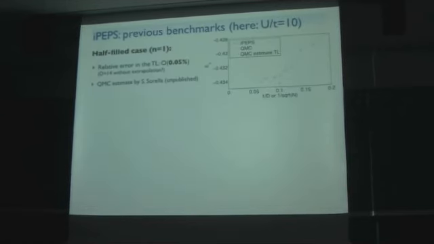Let me just briefly show you here also some earlier benchmarks. I want to highlight 2 things here. So here I'll show you a benchmark comparison at half filling. At half filling, there's no sign problem, so we can actually compare with quantum Monte Carlo. So that's the energy per site. The red points here are obtained from quantum Monte Carlo, as a function of 1 over the system size. And here's the iPEPS data.